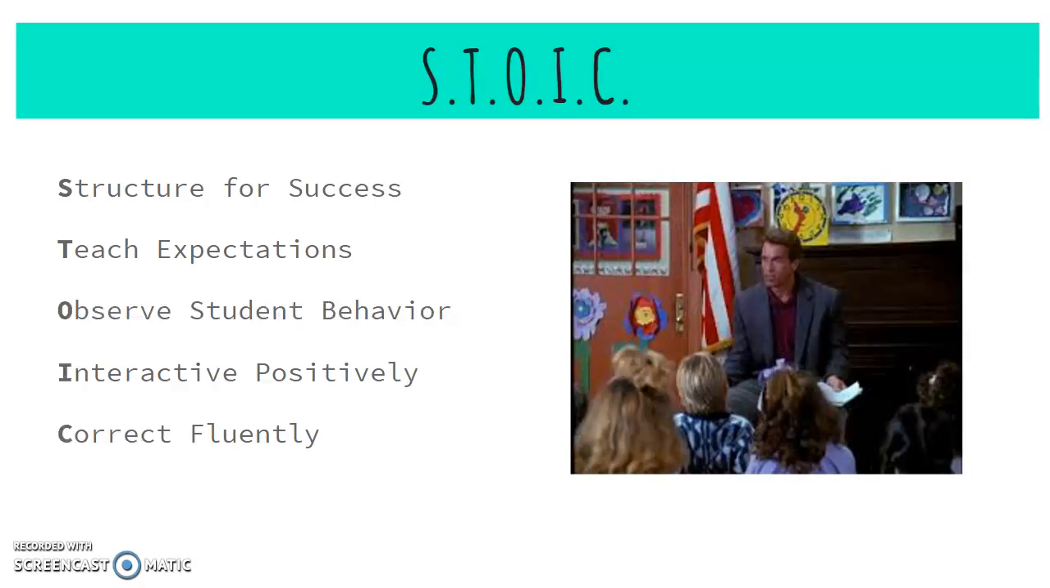The first structure is STOIC. Each letter of the word STOIC stands for integral parts of successful and positive classroom management. S is for structure for success. T is teach expectations. O is observe student behavior. I is interact positively. And C is correct fluently.